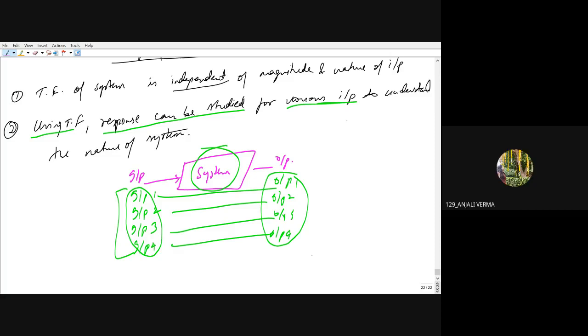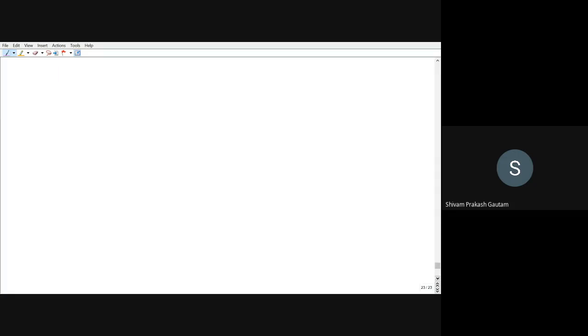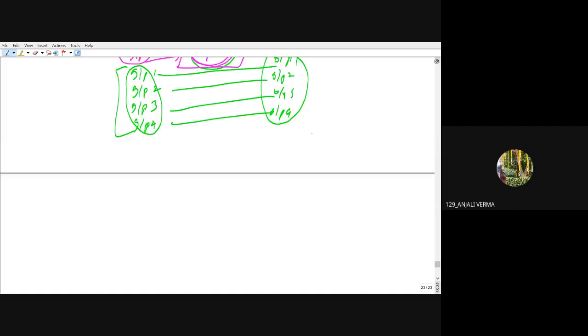Second point. Okay, it is saying that using the transfer function, response can be studied for various inputs. That means if you have a system, here is your system, you can provide different kinds of input. If you provide different kinds of input, you will get different kinds of output. By analyzing those different outputs, you can comment on the system, whether the system is stable or unstable.